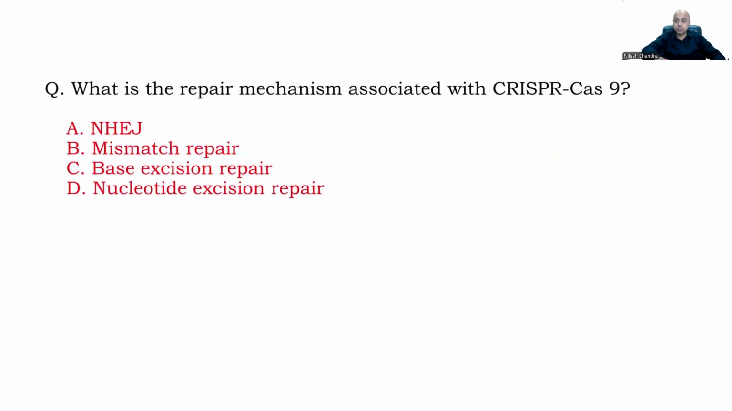Moving to the next question. What is the repair mechanism associated with CRISPR-Cas9? Your options are non-homologous end joining, mismatch repair, base excision repair, and nucleotide excision repair. So what you have to remember, the correct answer here is non-homologous end joining. We have one whole video on the CRISPR-Cas9, which we'll be discussing later on. We will talk about the concept, the basic principle, the utility of the CRISPR-Cas mechanism, and where it has been already applied successfully clinically.